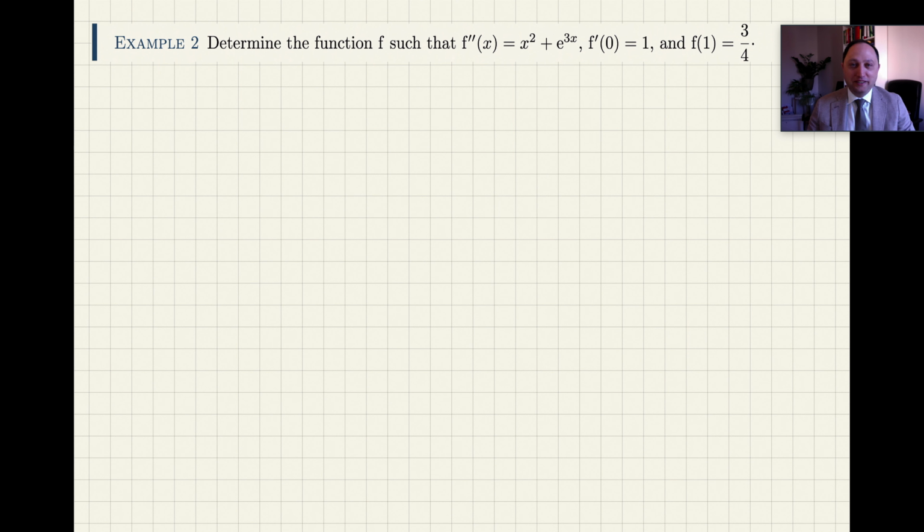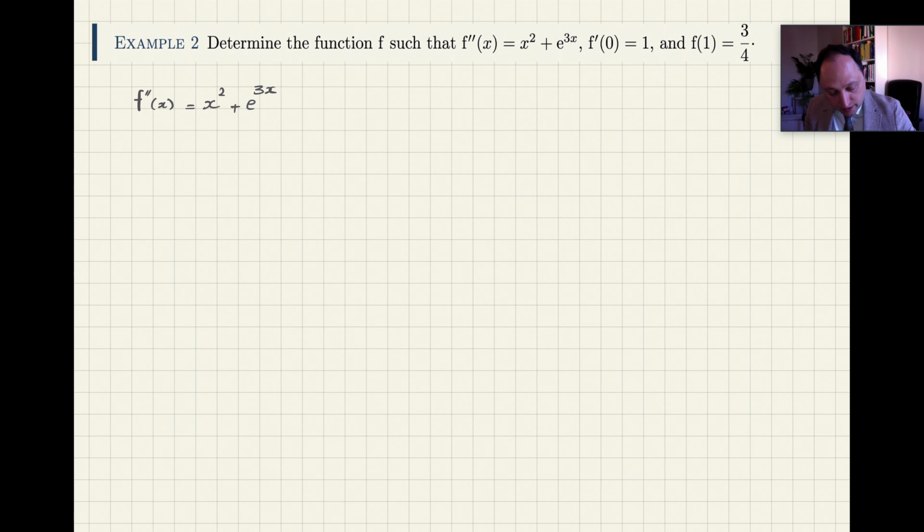Hello, can you hear me? Primitive function. Yes? Can you take the primitive function of f double prime? This is the first step, thank you. So I would say that f double prime is equal to x squared plus e to the power of 3x. Okay? So let me just write this.